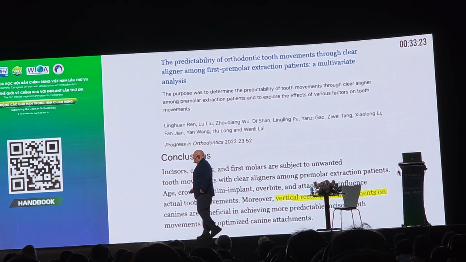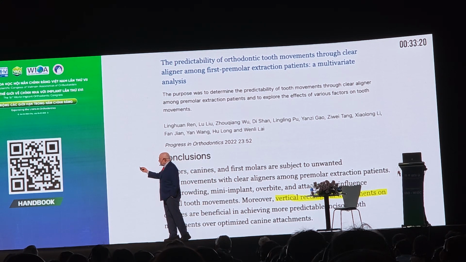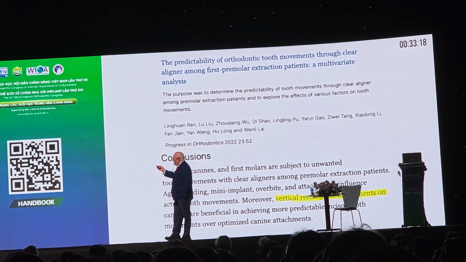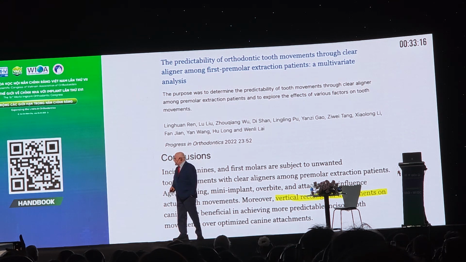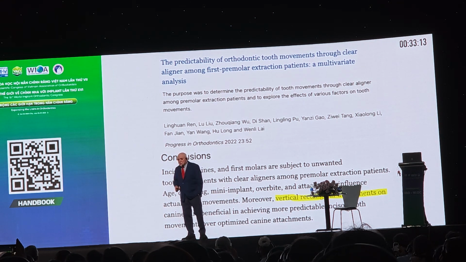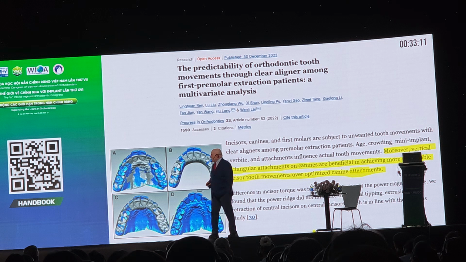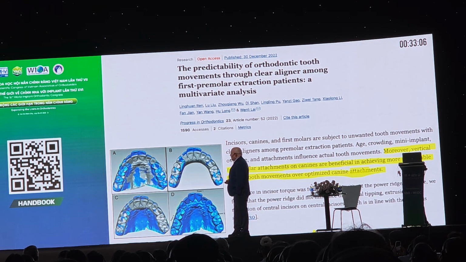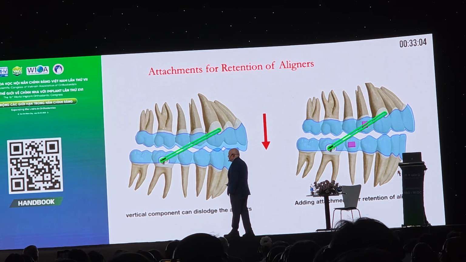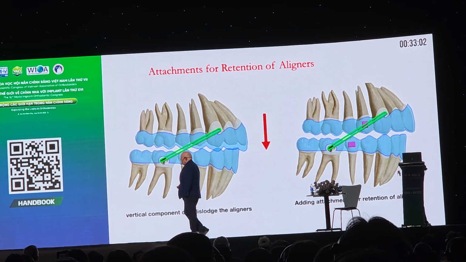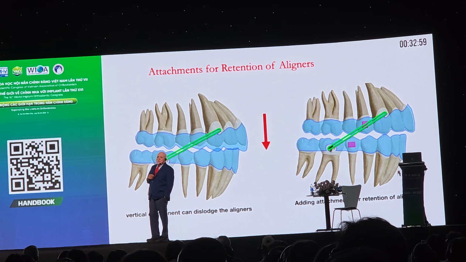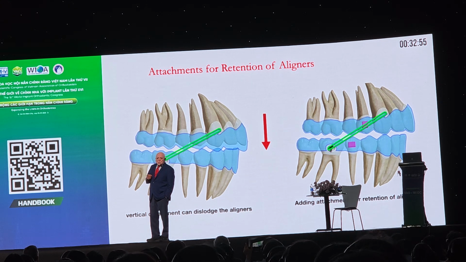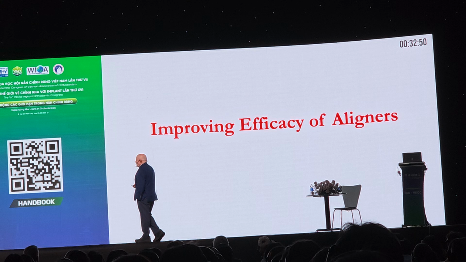This is another study which came out which says, moreover, vertical rectangular attachments of canines are beneficial for achieving predictable tooth movements over optimized canine attachments. Simple attachments are much nicer. Again, another paper talking about vertical. So attachments we use only for retention if we want to. If you're going to use class 2 elastics, you need one attachment on each side so that you don't dislodge.